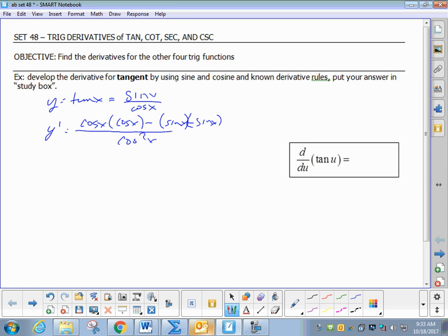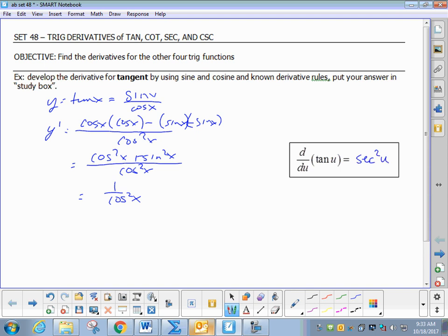So, what does the numerator come to? Cosine squared plus sine squared is what? Let's see. Helmut, what's cosine squared plus sine squared? What? 1. Thank you. Sorry, I'm deaf. 1 over cosine squared is fine, but the more common form is secant squared. The derivative is secant squared.